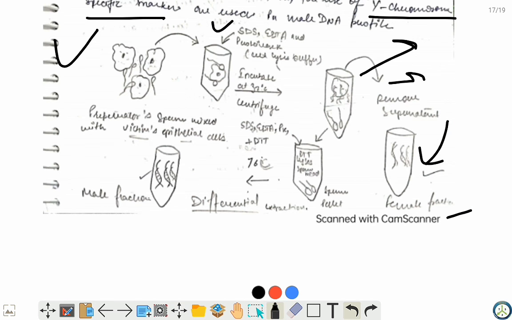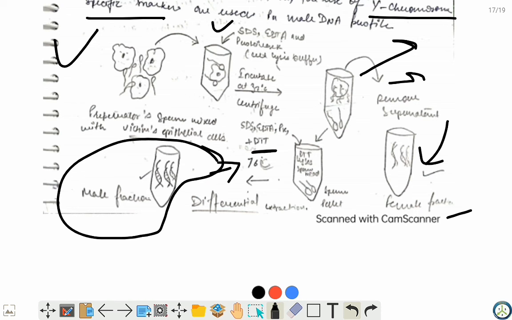So for the extraction of DNA from the sperm, we have to add the DTT here, at 76 degrees centigrade. Then we will get the male fraction, that is the male DNA from the sperm. Clear? So these are all the methods of DNA extraction.